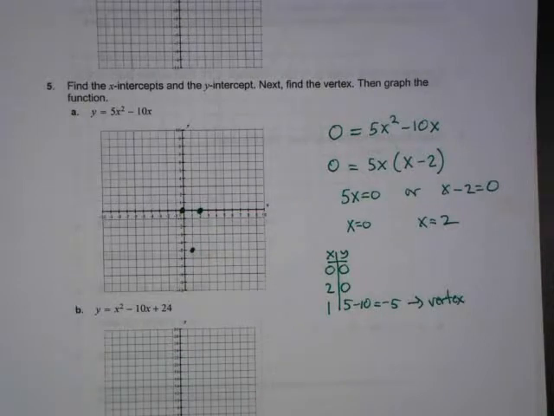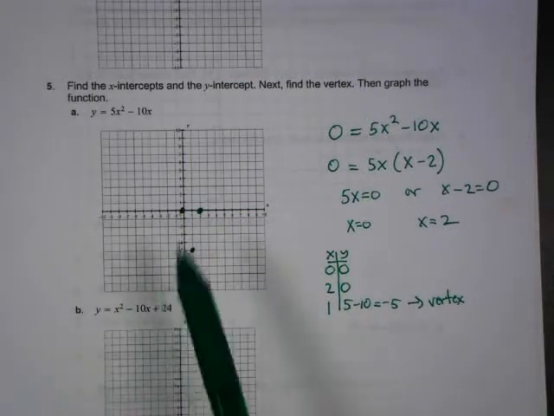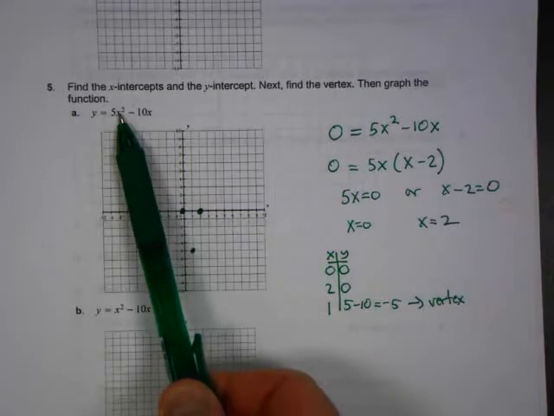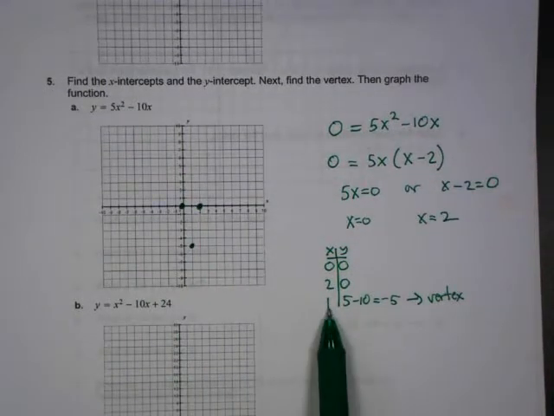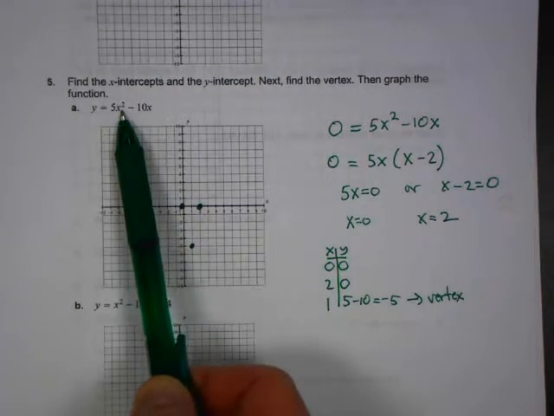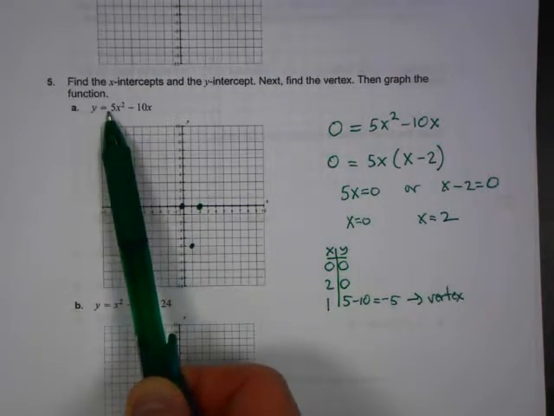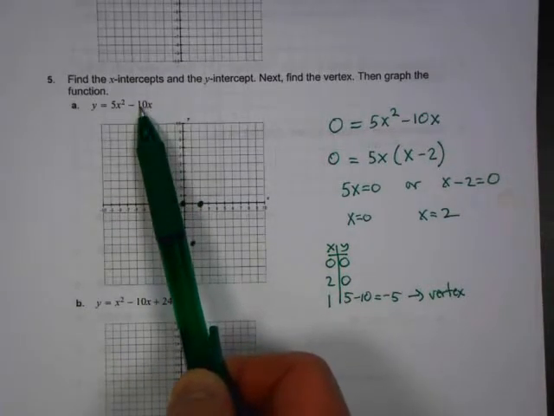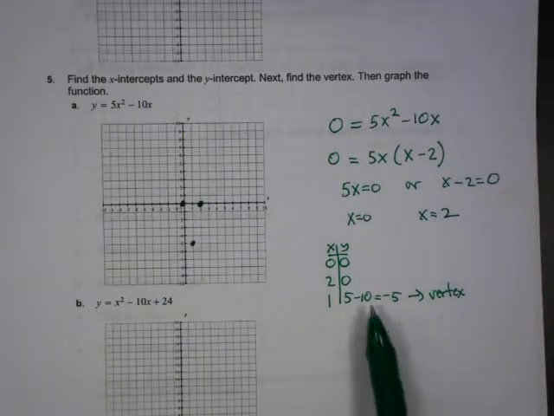Why did you do 5 minus 10? Because I plugged 1 in. What's 1 squared? I'm plugging 1 in. What's 1 squared? What's 1 times 5? 5. And then I plug 1 in here. 1 times 10 is 10. So it's just 5 minus 10.